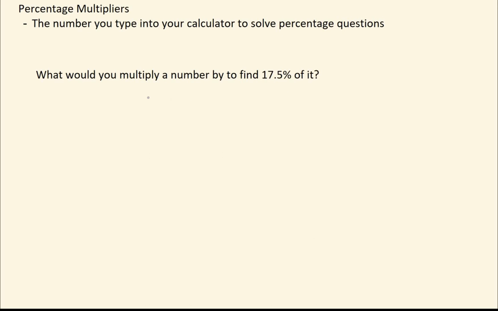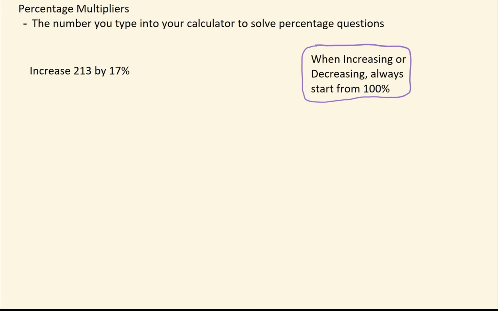If you want 17.5%, that would be 17.5 over 100. And also, we know 17% is 0.17, so 17.5% will be 0.175. If you wanted 3.25%, well, we know 3% would be 0.03, so 3.25% will be 0.0325.